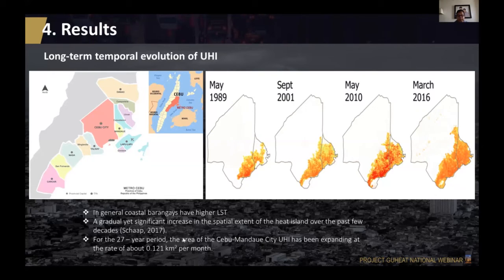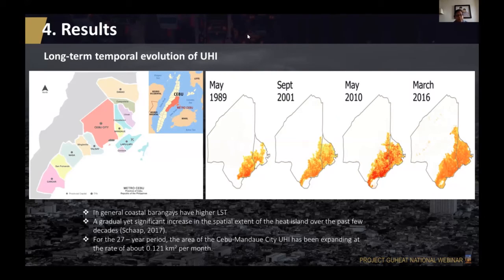Now, for the 27-year period, we estimate that the UHI area expanded by 0.12 square kilometer per month, or roughly about 121,000 square meters per month.